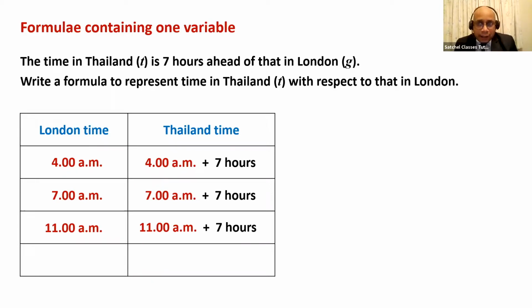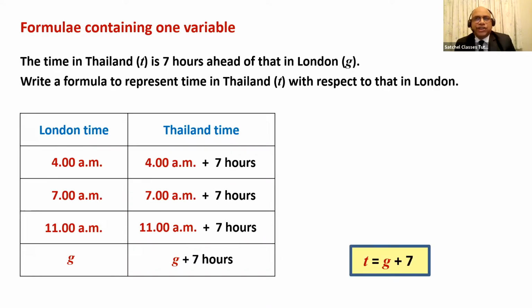Then the London time is given as G, correct? That's what is given. Look at the statement, the question. It says London time is given by G. What would Thailand time be? As you can see the pattern, the Thailand time is whatever is the London time plus 7. So if it is G, then it will be G plus 7. That's your Thailand time, right? And the Thailand time is represented by the letter T. So your final answer is T equals G plus 7.